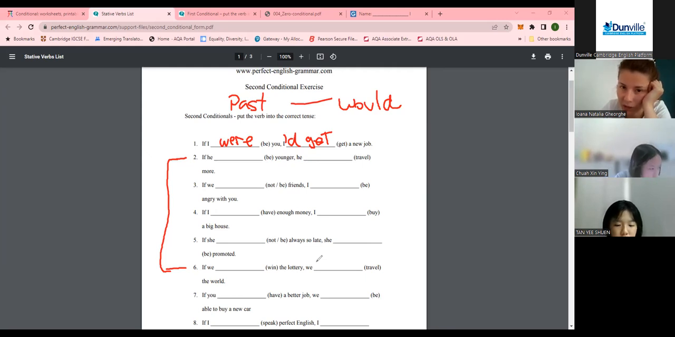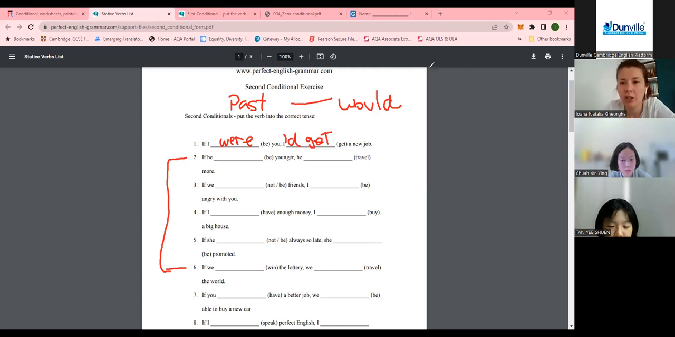You rushed a little bit on that one, Singing. If I had enough money, I'd buy a big house. Perfect, both of you. Number five, if she wasn't always so late, she'd be promoted. Yeah. And if we won the lottery, we'd travel the world. Lottery, not the pottery. Okay, well done. I think you both got it.